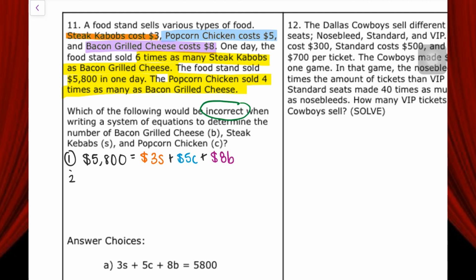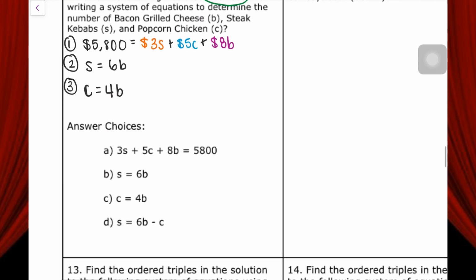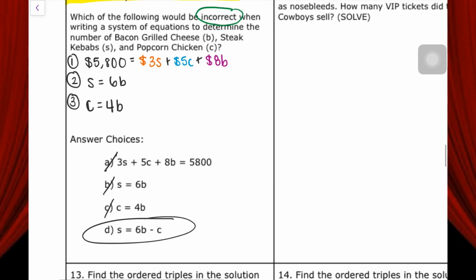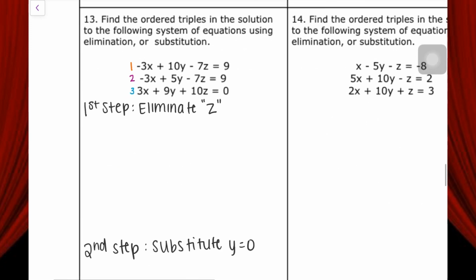Our second equation is from the 6 times as many steak kebabs as bacon grilled cheese. So steak kebab is 6 times bacon grilled cheese. Third equation. The popcorn chicken sold 4 times as many as bacon grilled cheese. So popcorn chicken is 4 times as many as bacon grilled cheese. So look at our answer choices. A, B, and C match the 3 equations that we have already written. Remember, we're looking for something that's incorrect. D is incorrect.